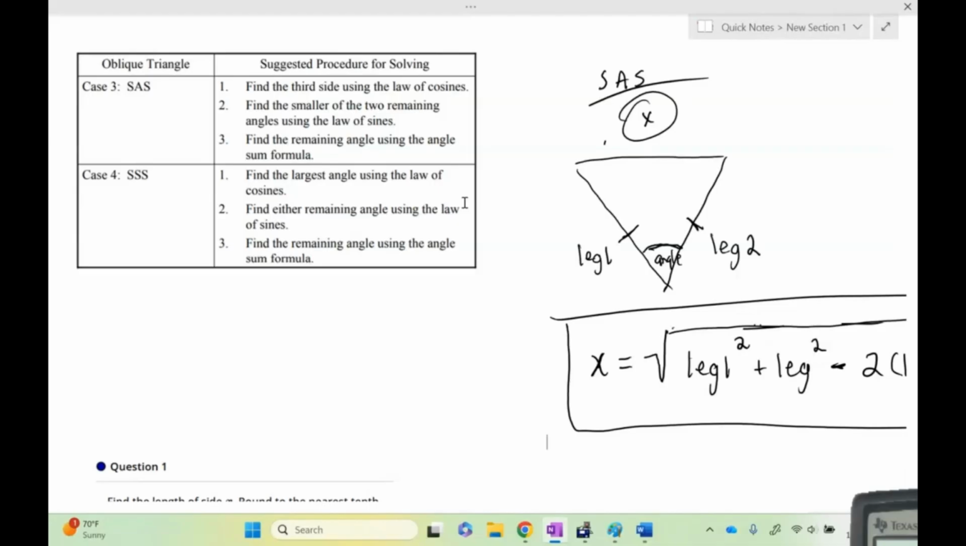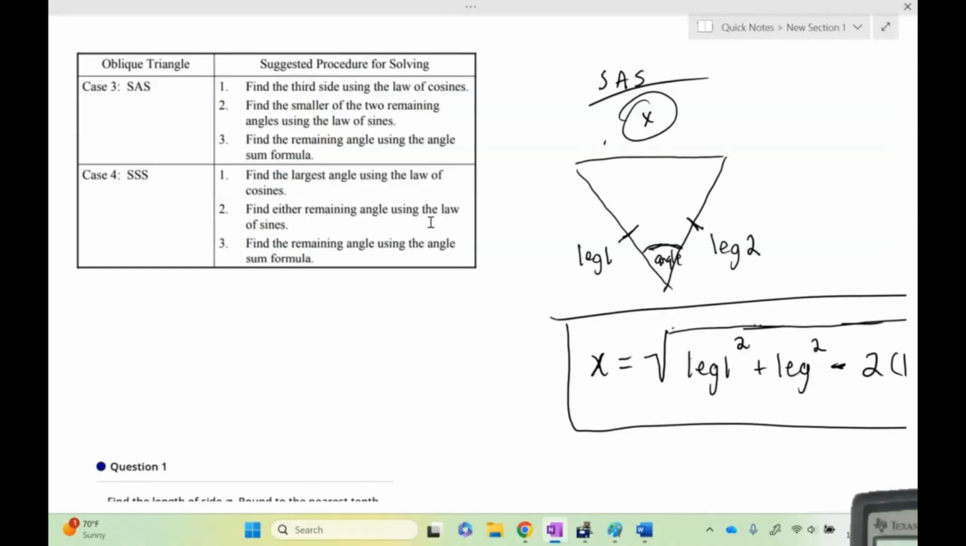Unless they tell you to find one angle at random. If you're solving a whole triangle, I would use this suggested procedure. I would find the largest angle first, and after you find the largest angle, just remember that the largest angle is opposite the largest side. Once you find the largest angle, then it doesn't matter what you do next. You can find either of the remaining angles, but you got to find the largest one first.